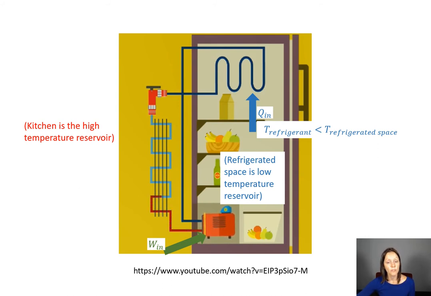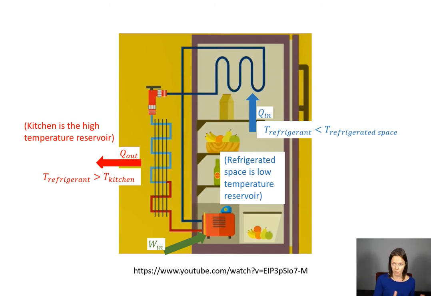So now, as it flows through those coils on the back, the temperature of your refrigerant is higher than the temperature of your kitchen, and so heat is going to flow from the refrigerant out to the kitchen, from higher to lower temperature. There's your Q out. Then it continues to circulate on through, and there's a little expansion valve in here. It expands, the pressure goes down, the temperature goes down, and then it gets back down to the temperature it needs to be within that refrigerated space to pull heat out of that refrigerated space.